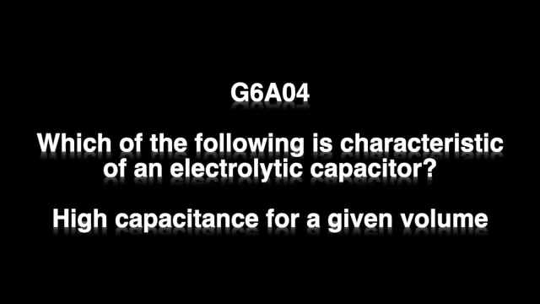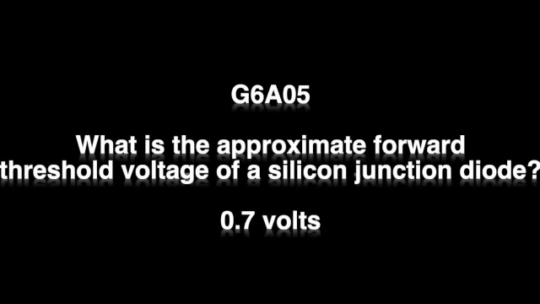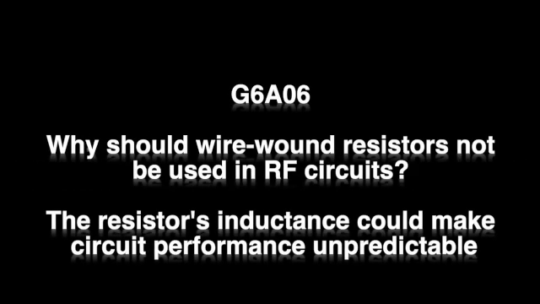G6A04. Which of the following is characteristic of an electrolytic capacitor? High capacitance for a given volume. G6A05. What is the approximate forward threshold voltage of a silicon junction diode? 0.7 volts. G6A06. Why should wire-wound resistors not be used in RF circuits? The resistor's inductance could make circuit performance unpredictable.